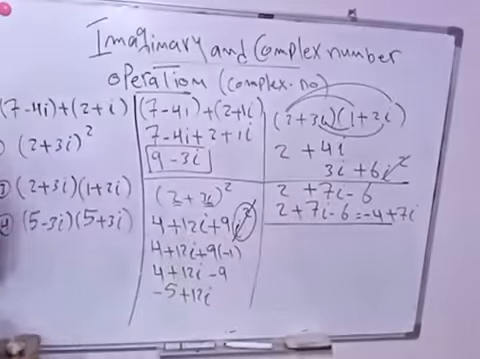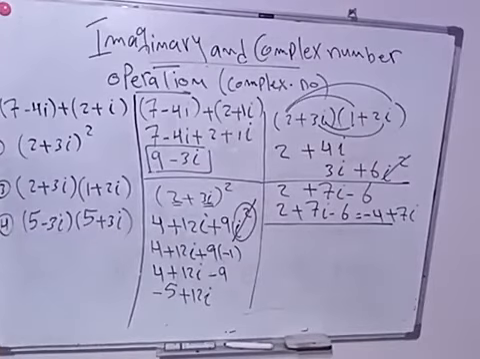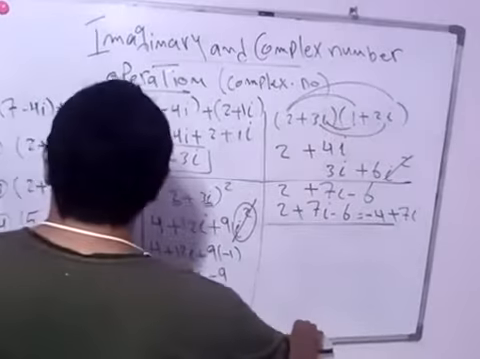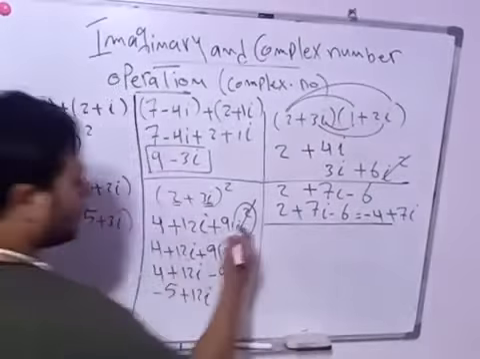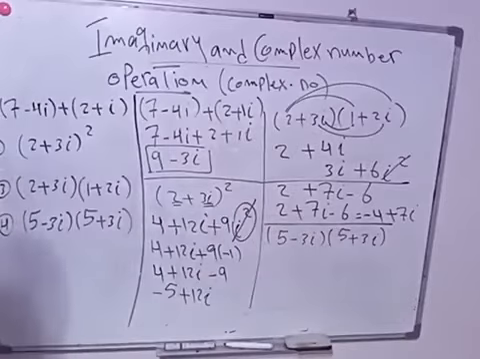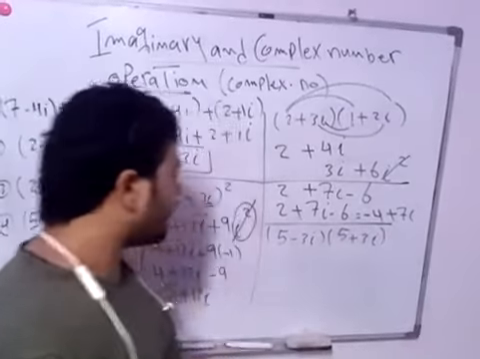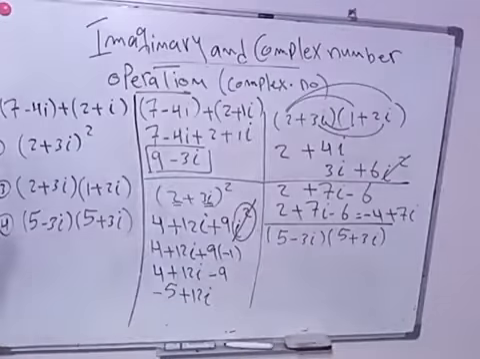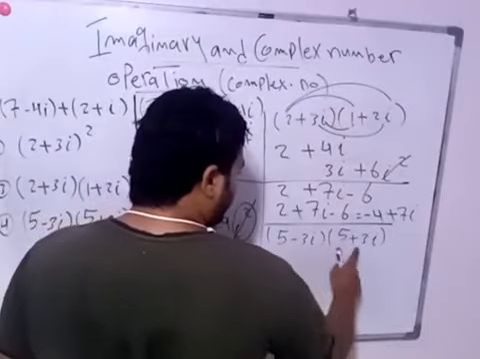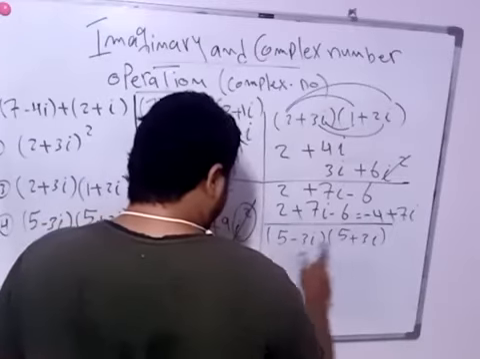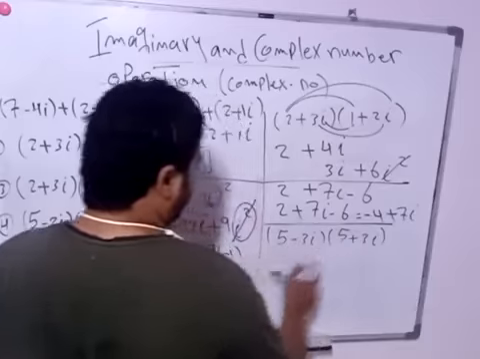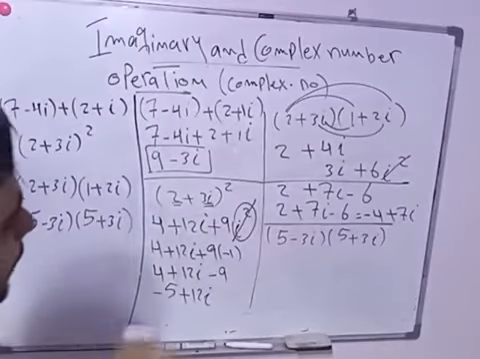The last question. I have here 5 minus 3i times 5 plus 3i. These two brackets are called conjugate numbers. The first is the same as the first, the second is the same as the second, but with the inverse sign. I have the opposite sign here.